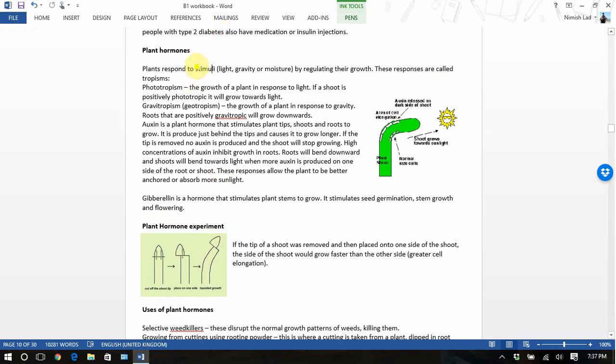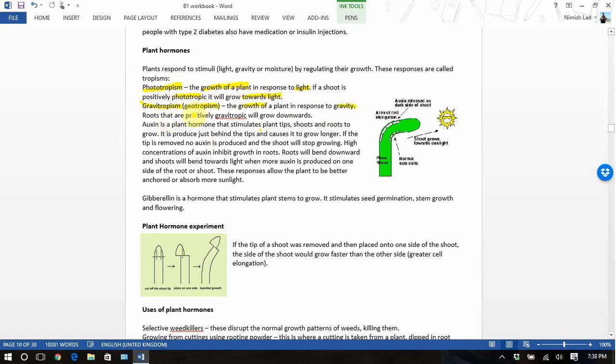There we go. So plants respond to a stimulus, in other words light or gravity or moisture, by regulating their growth. These are called tropisms. So there's one called phototropism. That's the growth of a plant in response to light. If it's phototropic, it grows towards light. Gravitropism, also known as geotropism, is the growth of a plant in response to gravity.